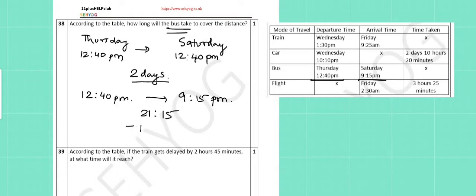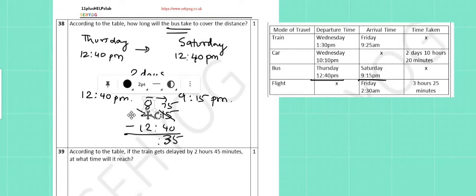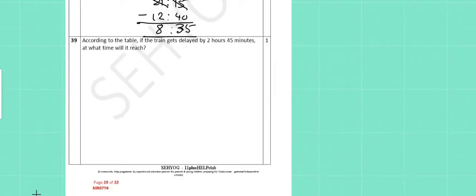So 21 hours 15 minutes is 9:15 p.m., subtracting 12 hours 40 minutes. So after carryover, we get 8 hours 35 minutes. So the answer is 2 days, 8 hours and 35 minutes.